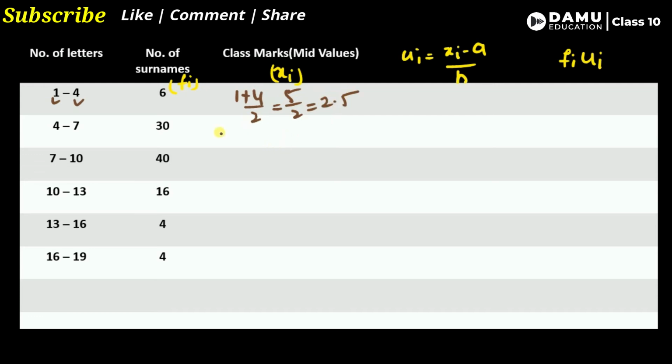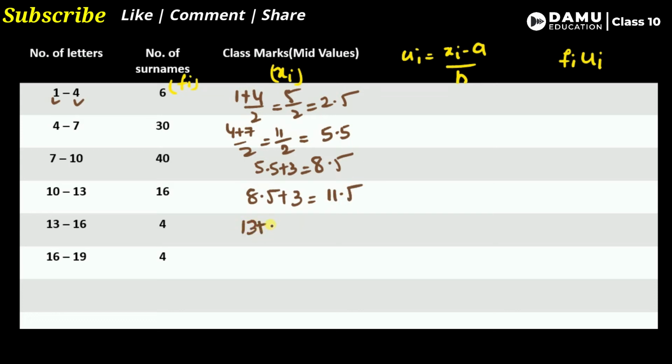Then what is the next one? 4 plus 7 by 2, we get 11 by 2, that is 5.5. So what is the difference, how much value is added? For both of these, the difference is 3. For the next value, 5.5 plus 3, we add it, that is 8.5. Then 8.5 plus 3, we get 11.5.